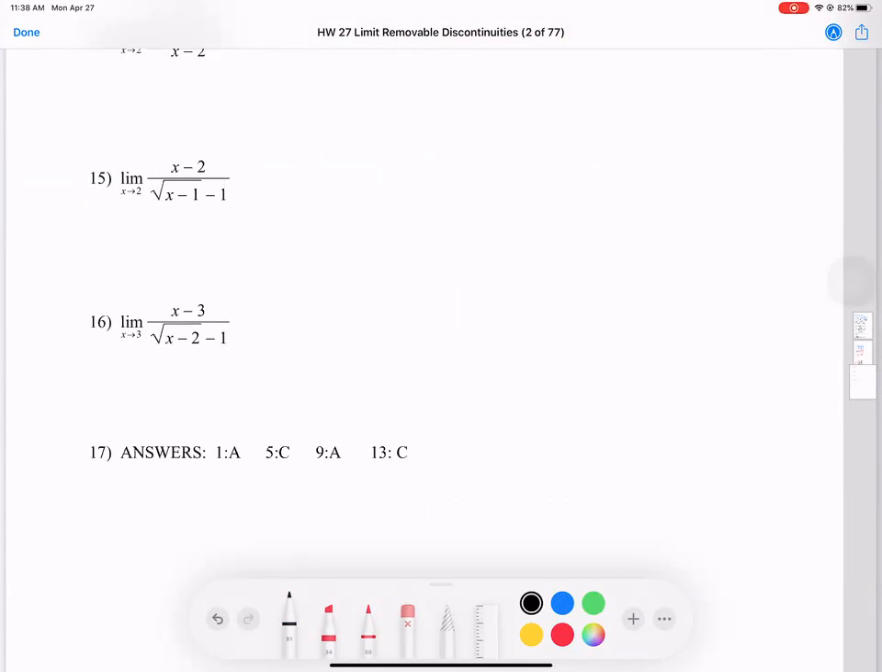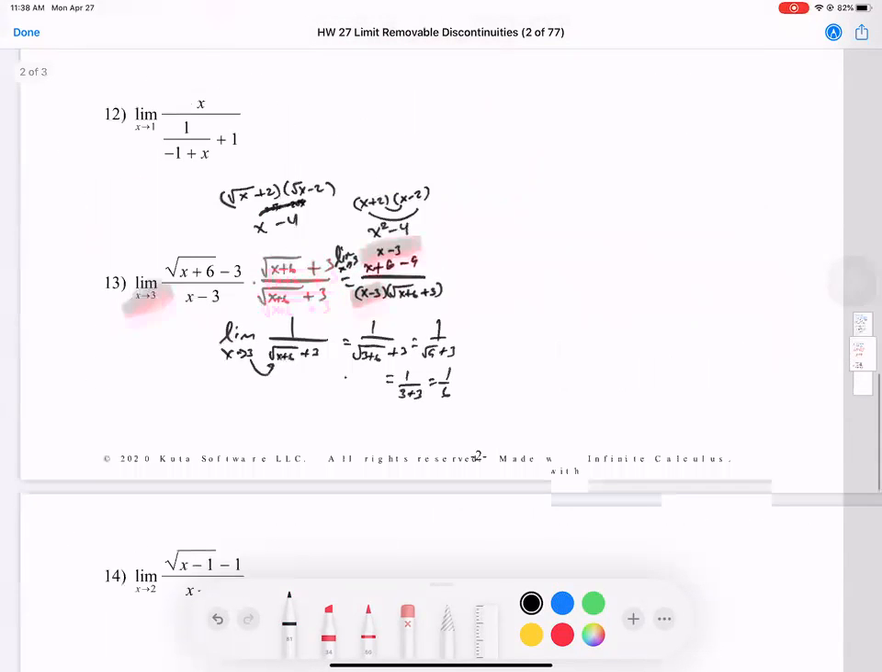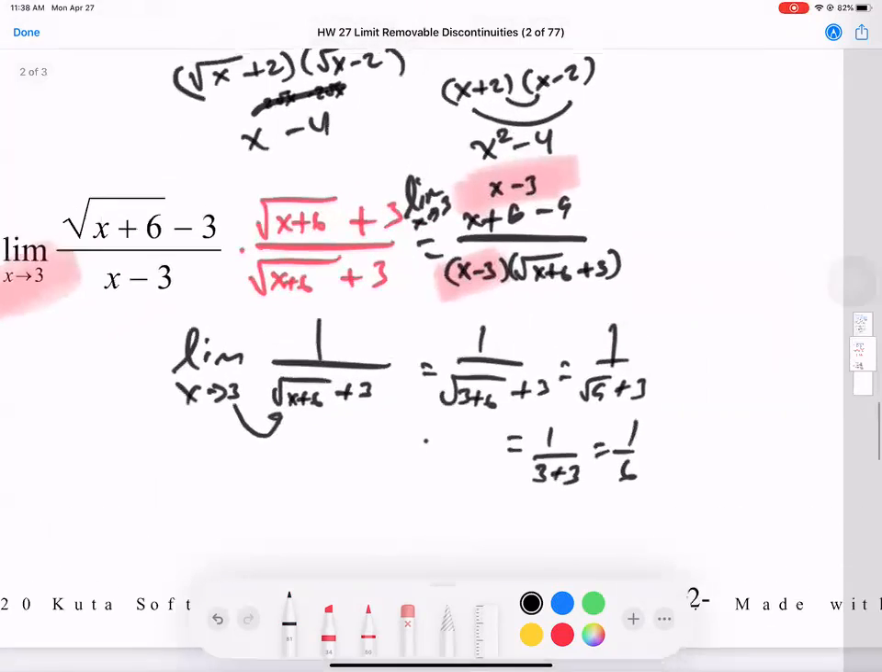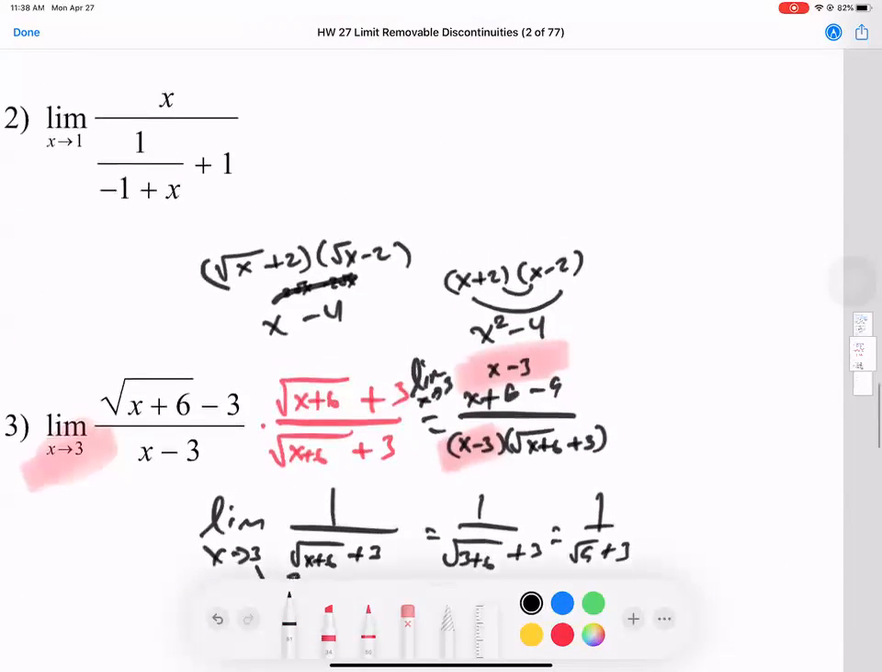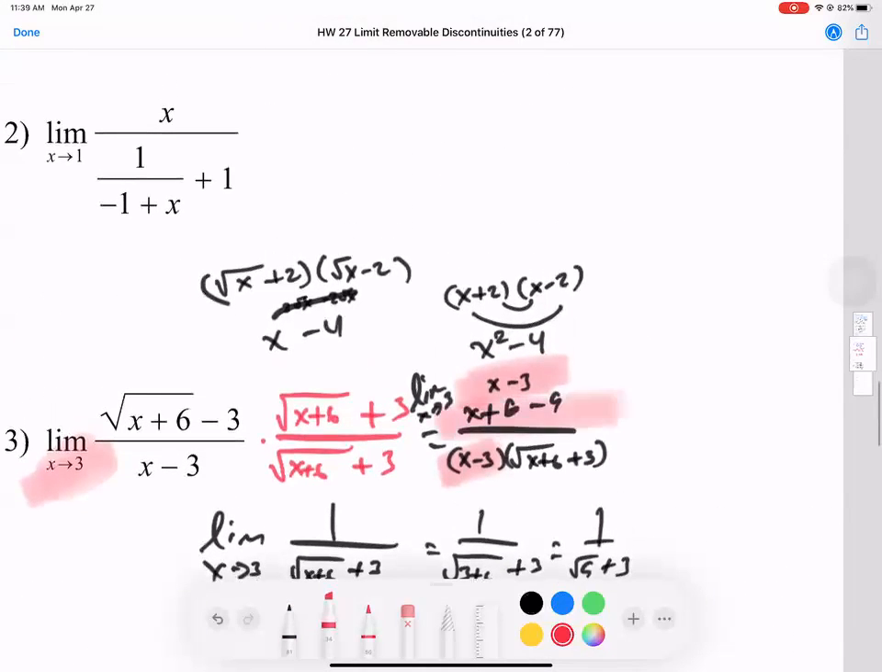Where did the x minus 3 come from? X minus 3 came from right here. 6 minus 9 is negative 3. So we're left with x minus 3. And that's the factor I was looking for to divide out from the bottom.